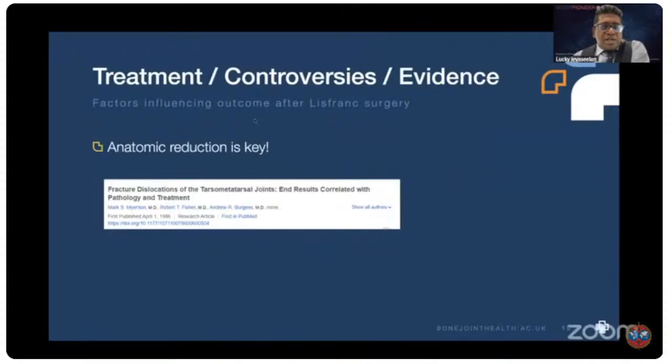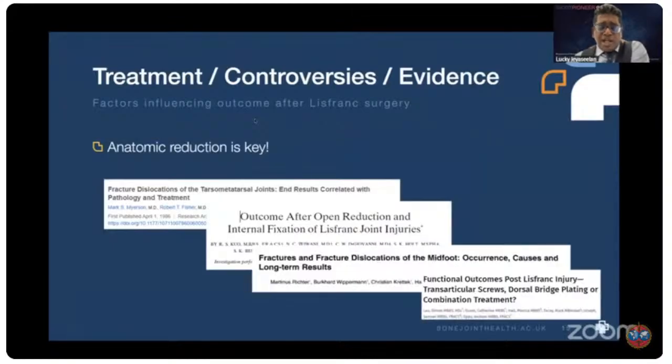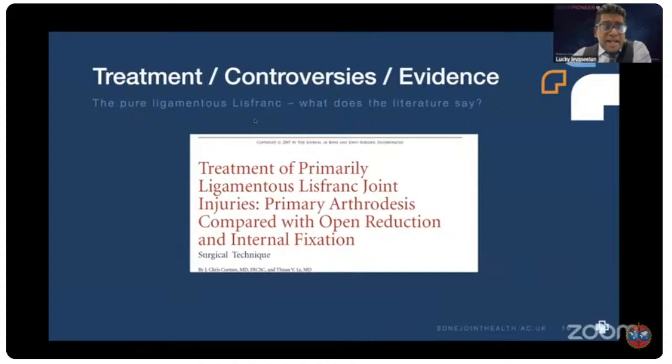So what about evidence? What do we know? Well, if you take one thing away from this talk, I would suggest it's this, that anatomic reduction is key. We've got a number of papers that have shown that patient outcomes, radiological outcomes, and overall determinants of outcome, the key one is anatomic reduction. Okay, so if you take one thing away, if you get things back where they belong and it looks anatomic, patients will do better.